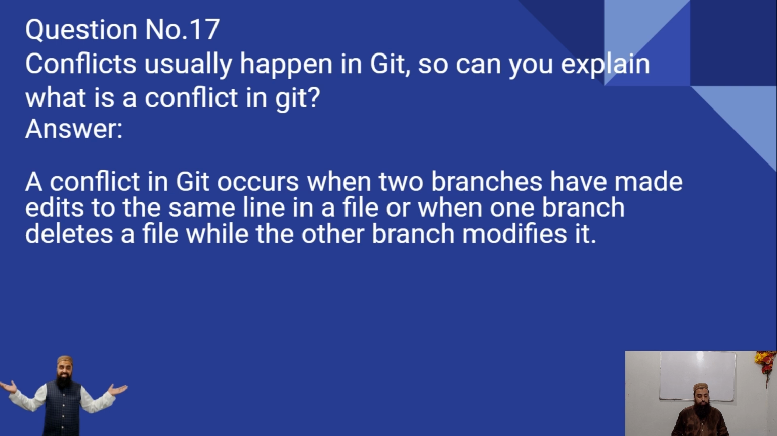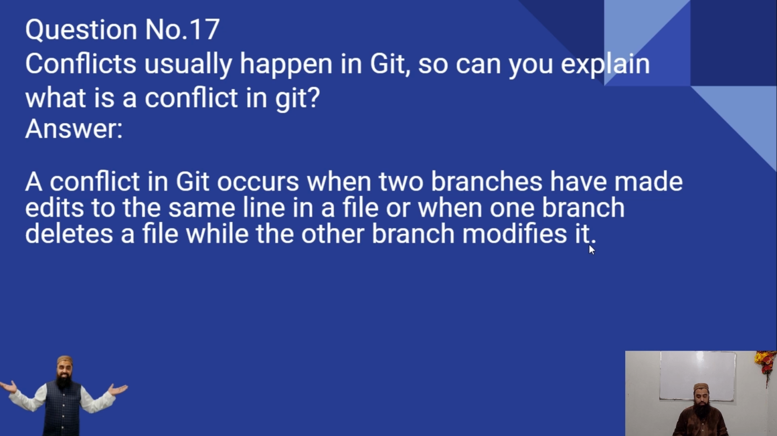Question number 17. Conflicts usually happen in Git. That's true. And how can we explain a conflict in Git? The answer is a conflict in Git occurs when two branches have made edits to the same line in a file. For instance, there are two developers, A and B. They were accidentally working on the same file and they made changes to the same file. But after that, a merge conflict started to occur. So that is known as a merge conflict, and it also occurs when one branch deletes a file while the other branch modifies it. Okay, it can happen in that way as well.